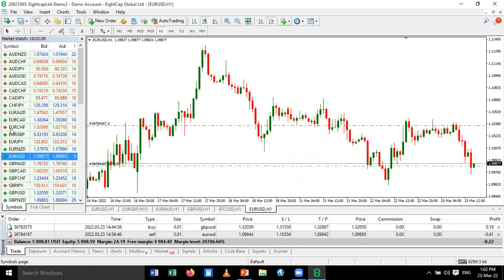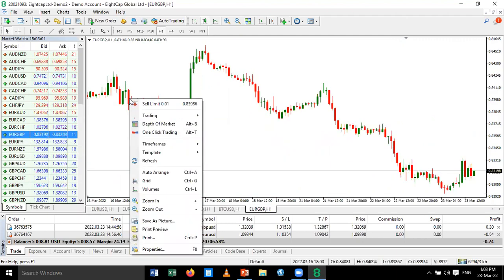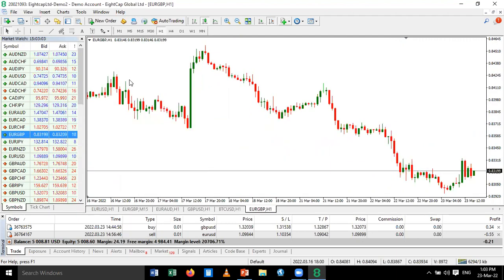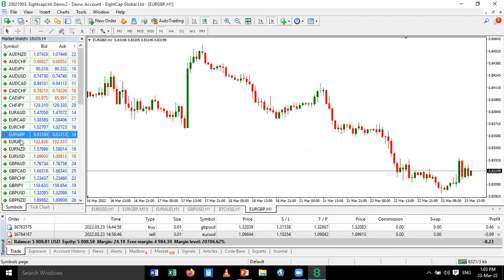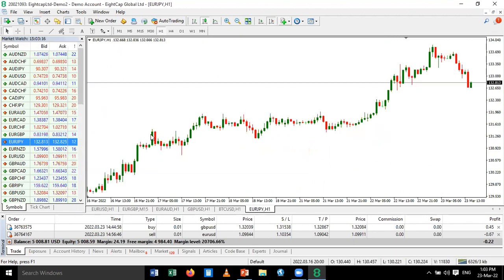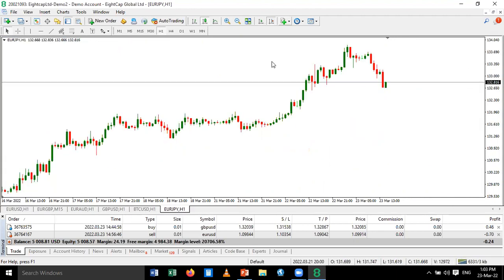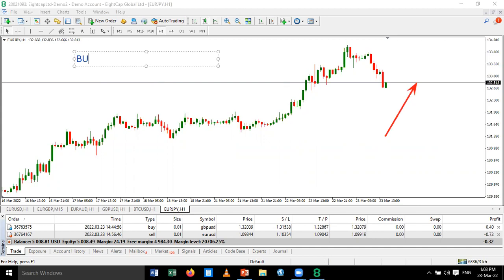Okay, now let me take another trade. This is EUR/GBP, that is Euro Great British Pound. Now I want to try to take a pending order on this. Euro GBP pending order. Now, if you look at this chart, this is the current market price, fluctuating. I want to do a buy limit.